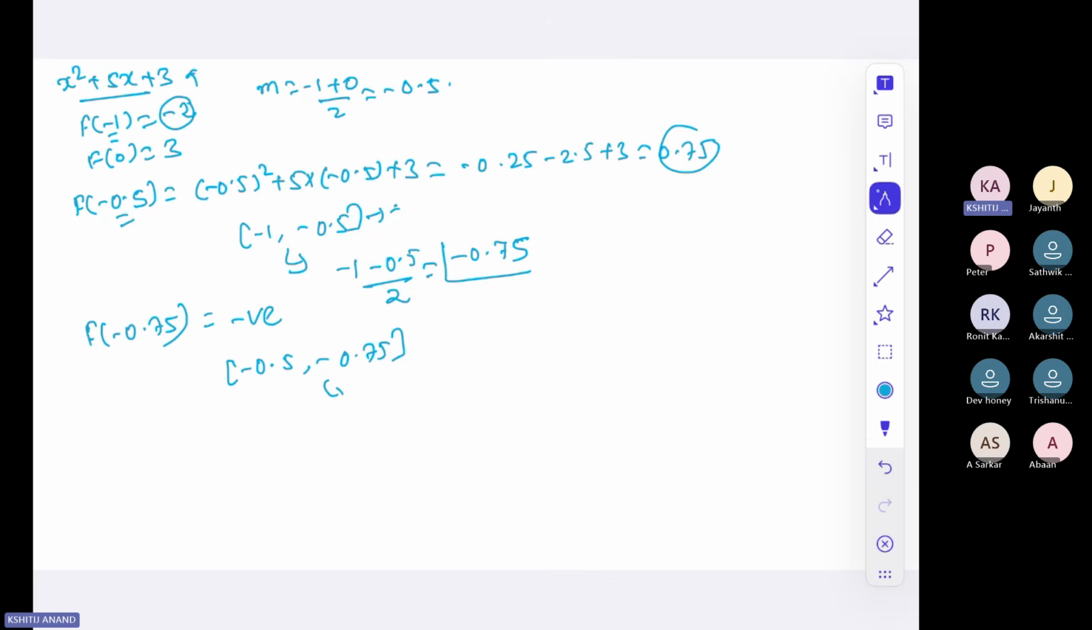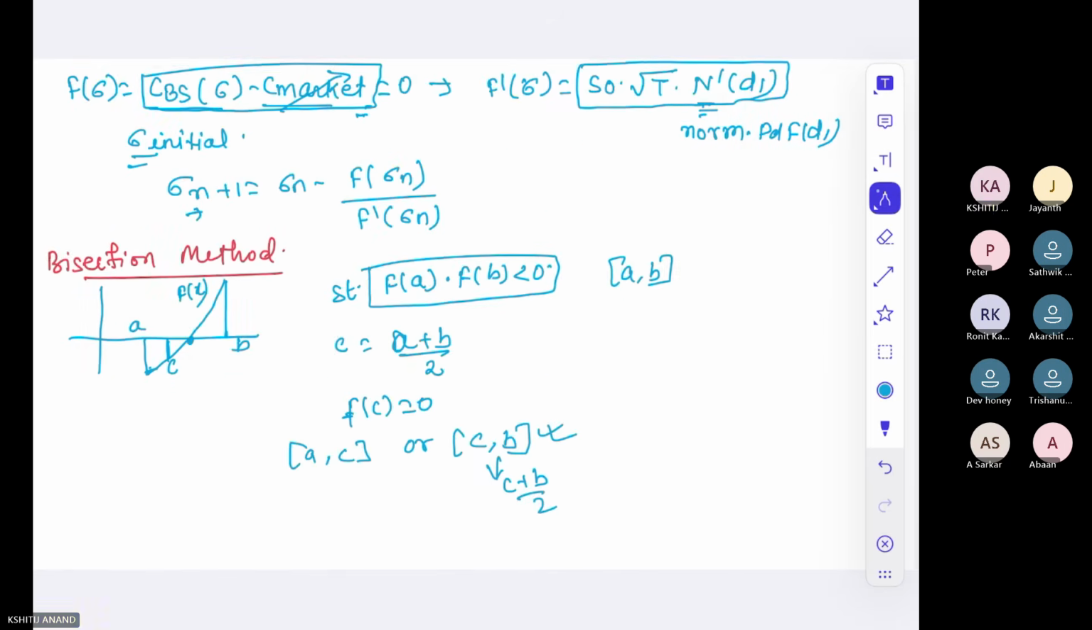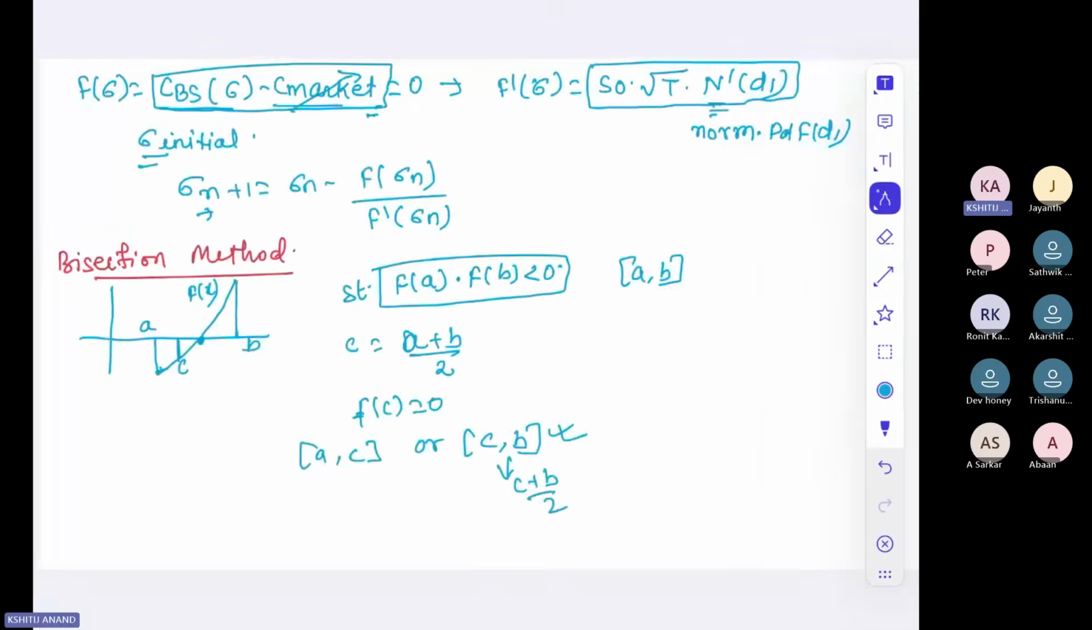So finally you will reach a point where, if you check at the midpoint, it is closer to 0, then you will be satisfied with that answer, and that will be the root of the particular equation. So this is something that you can use for that particular Black-Scholes method as well.